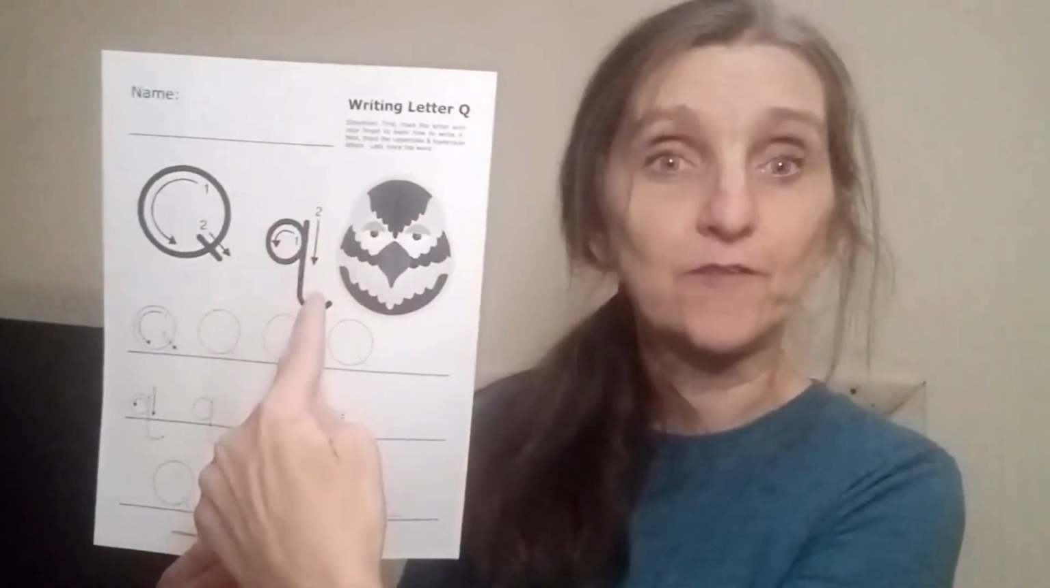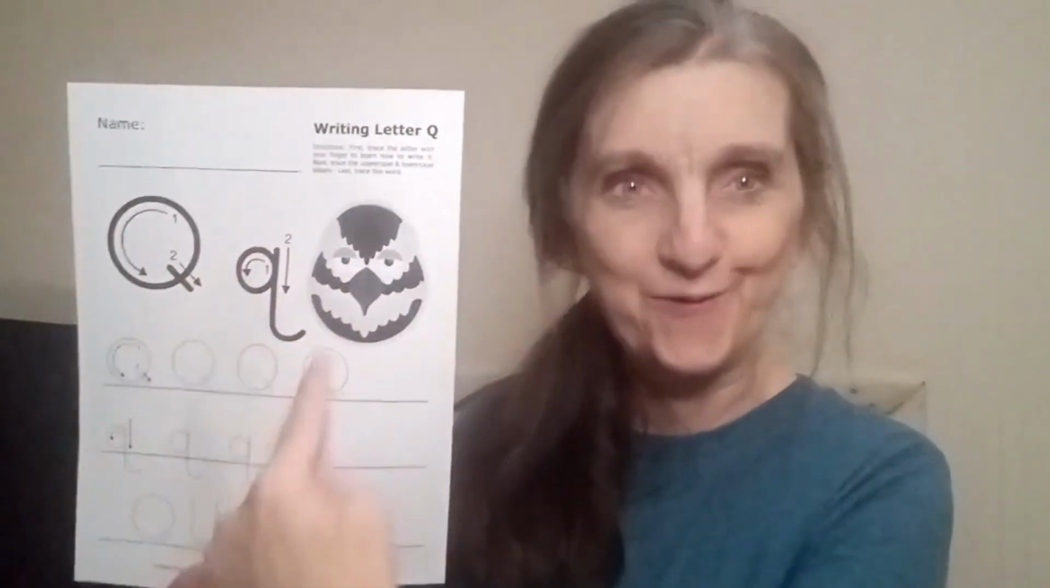Q says qua. We have another handout with a quail on it. If you want to trace some Qs, make sure you start at the top and go around counterclockwise.